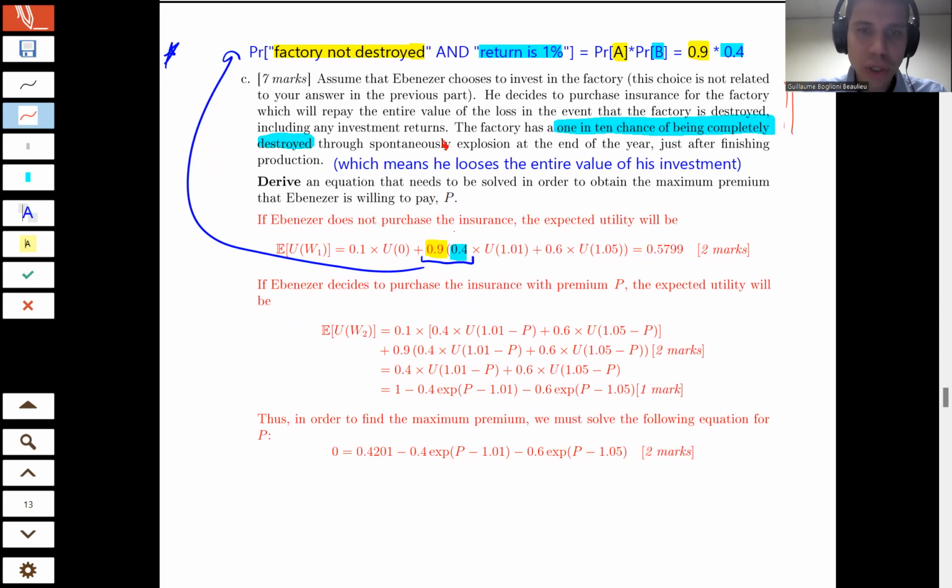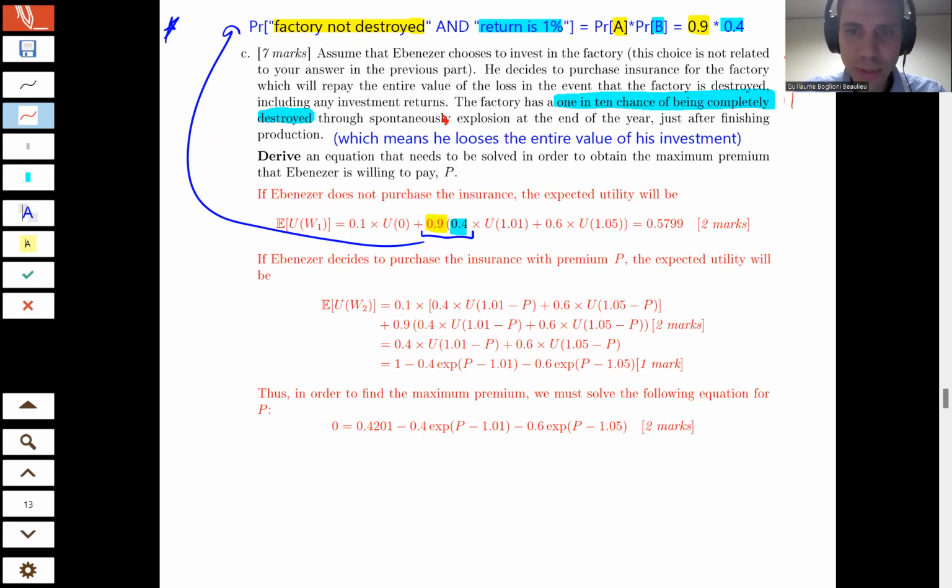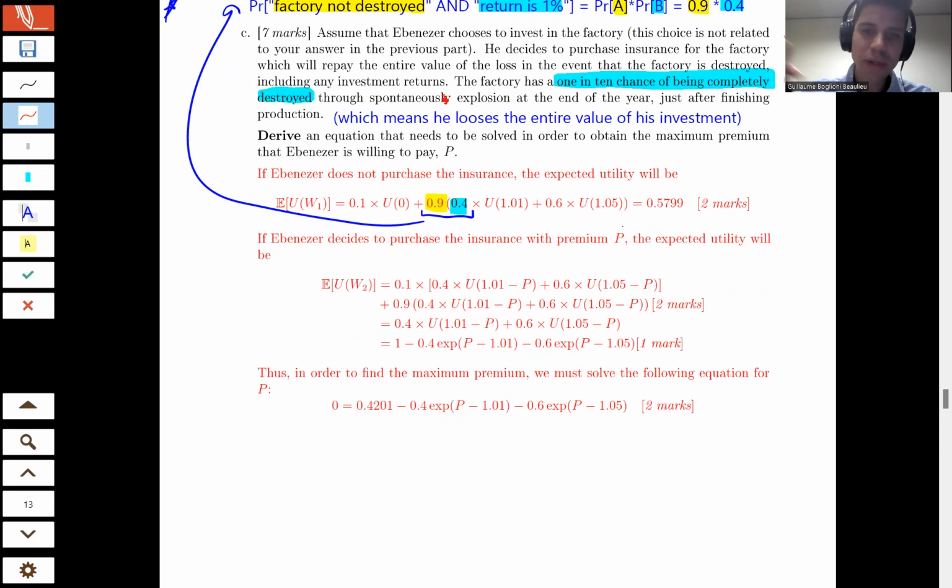First, if Ebenezer does not purchase insurance, the expected utility will be... Now here you need to consider the two things. There's the event the factory is destroyed, but then independently of that, there's the event of making a given yield, a given return or not. What we mean is that this, 10% chance, is the event the factory is destroyed. If the factory is destroyed, as we said, he loses everything. So then he will have a wealth of 0, so his utility will be just U of 0.